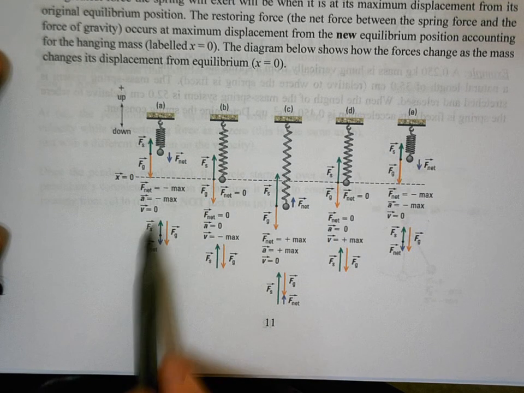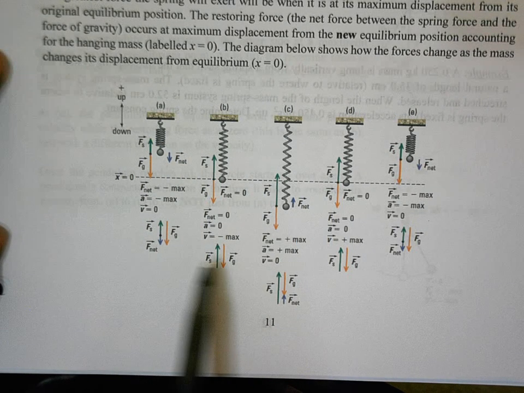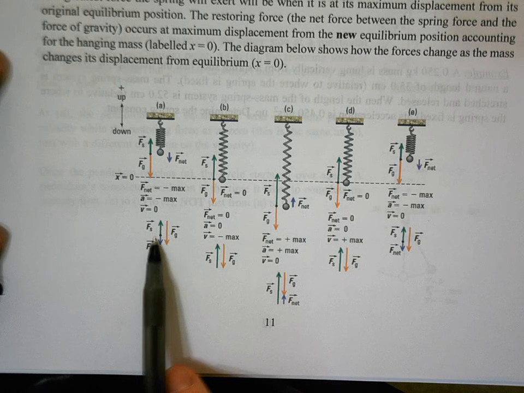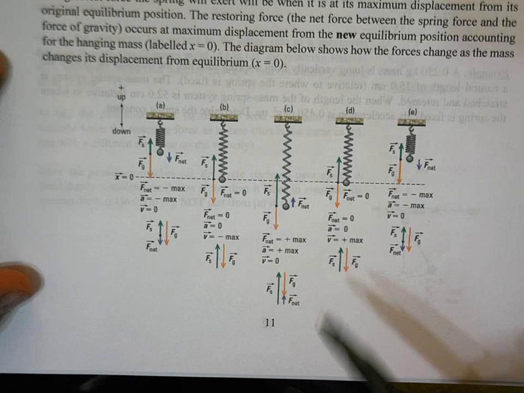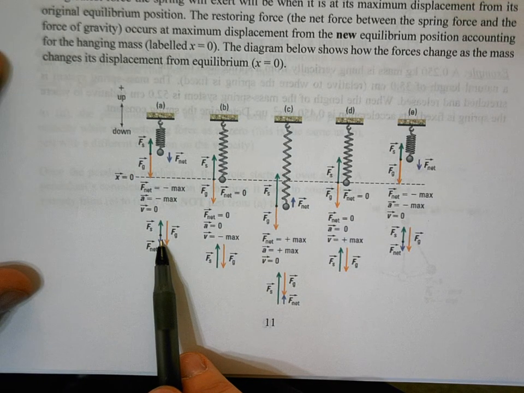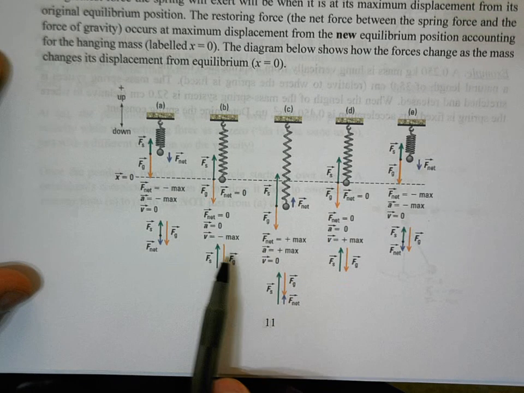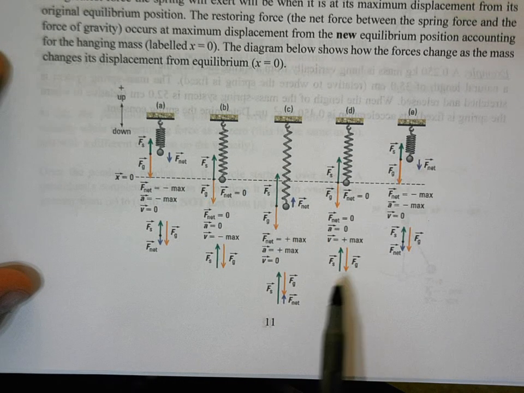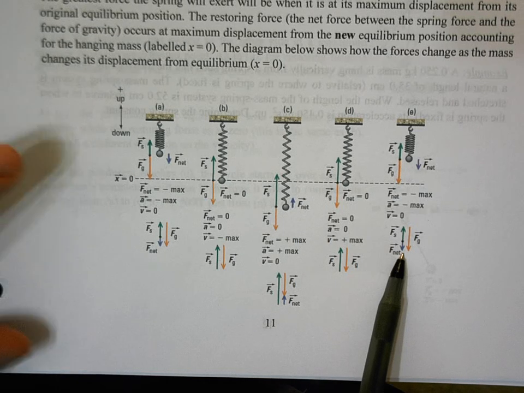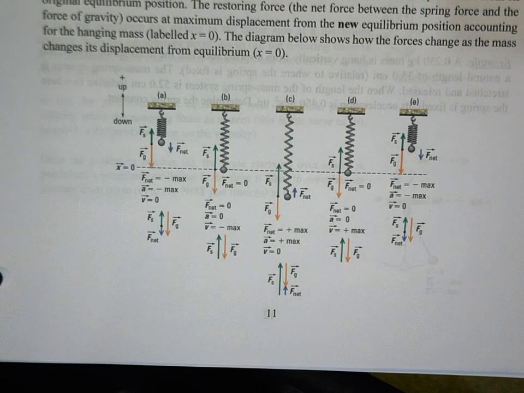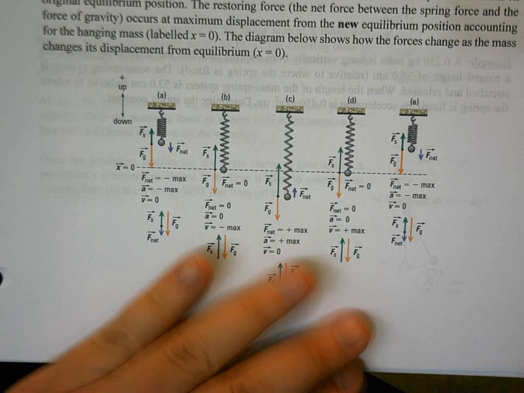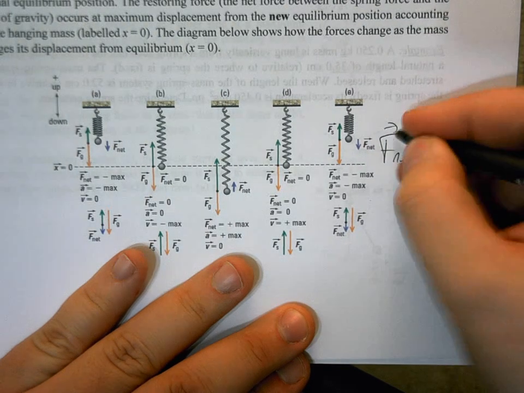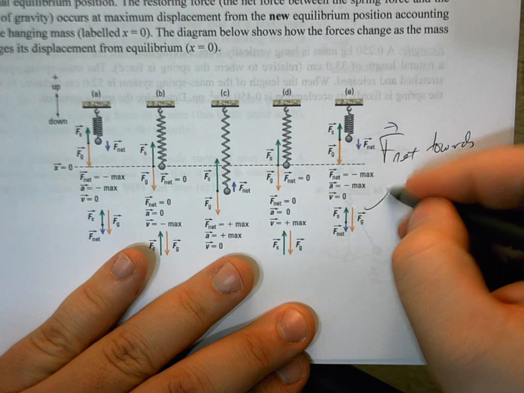So you'll also see here we have our free body diagram, and we're showing the net force acting on this object. So the net force is changing. Here it's slightly down. Now at this equilibrium position we don't have any net force, and then the net force is going up, none, going down. The big thing you want to notice though is that the net force is always towards the equilibrium. So F net towards equilibrium.